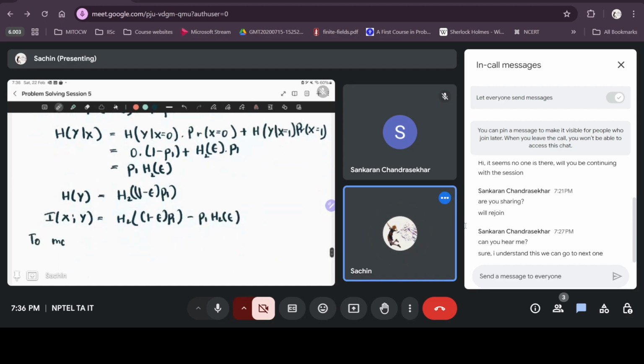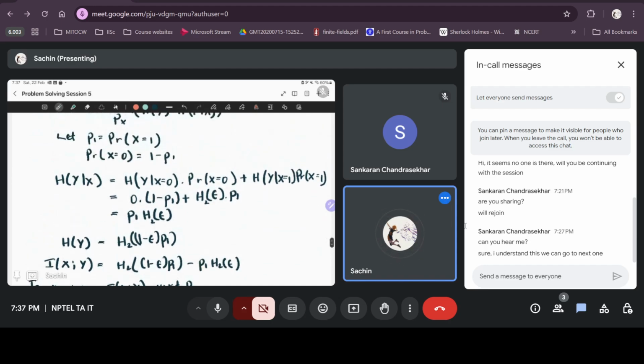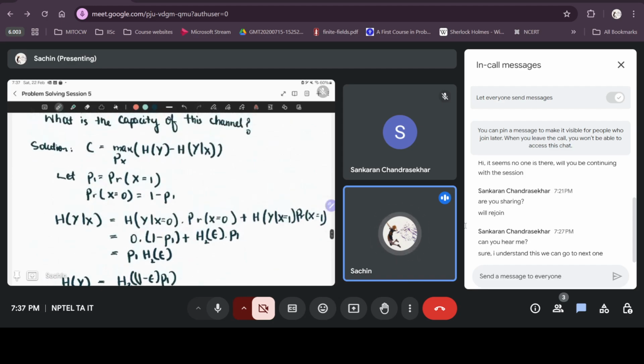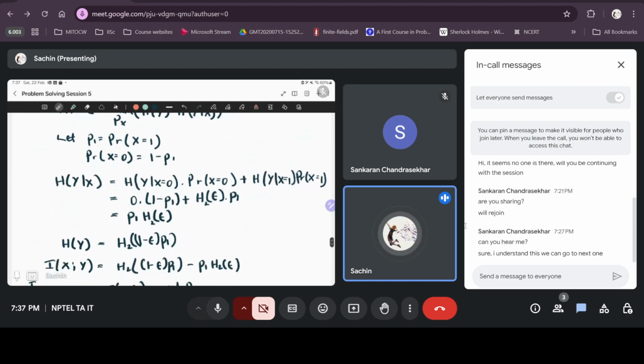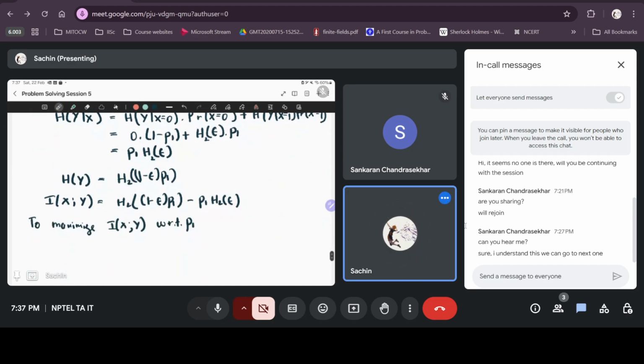To maximize I of xy with respect to p1. Since it's a binary input, the distribution is given just by p1. Probability p1 also, once it is fixed, it also fixes the probability that x is equal to 0. So we just differentiate I of xy with respect to p1.